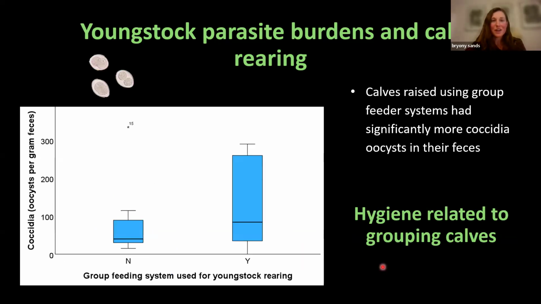Okay, and then this is the final thing showing oocysts of coccidia up the side. And then we have, were those calves raised in a group feeding system or not? And we can see that calves raised using group feeders had significantly more coccidia than calves that were not raised with group feeders. So that's just highlighting the importance of hygiene relating to calves being in groups and the risk associated with the manure spreading coccidia around.